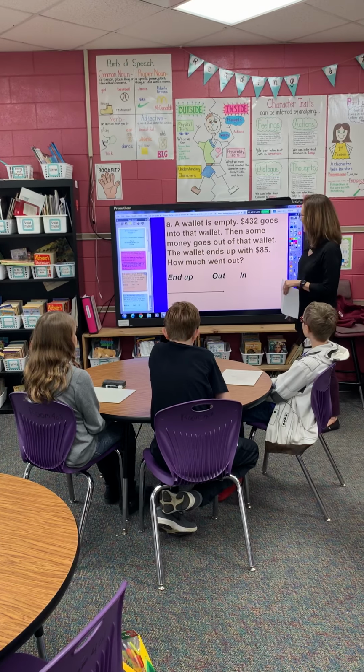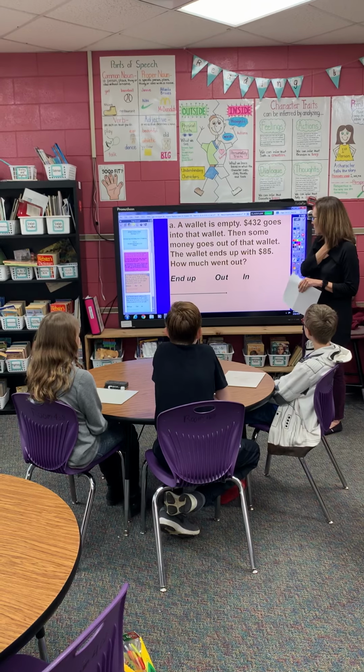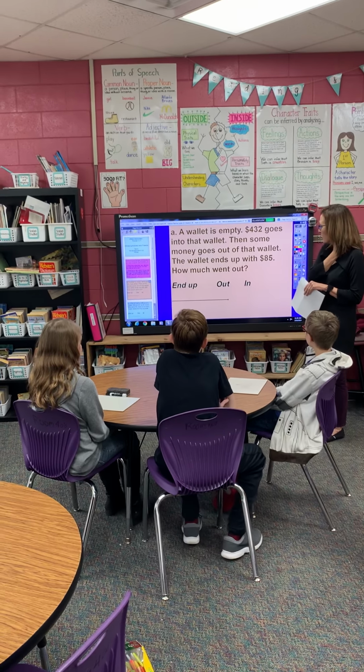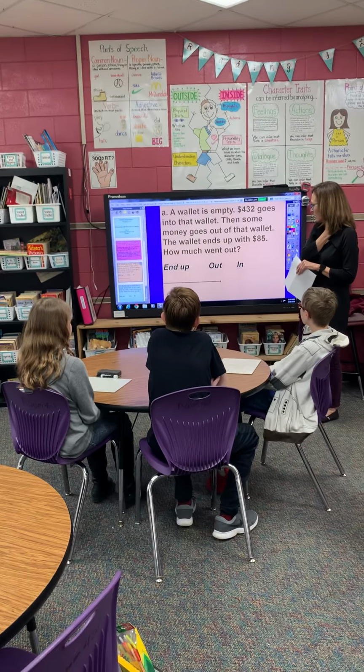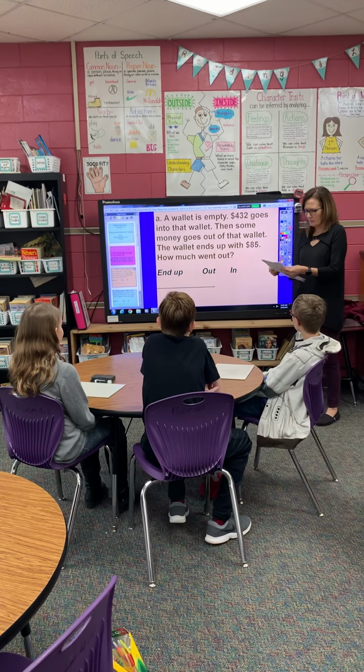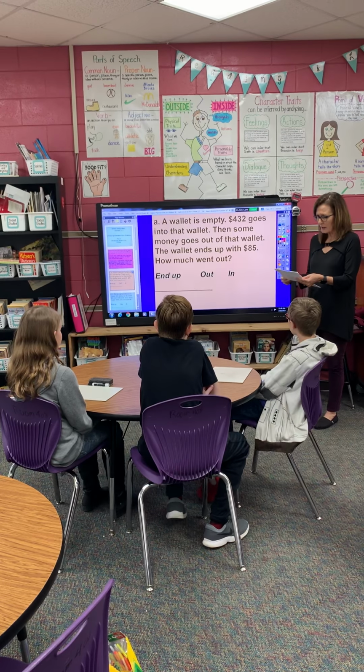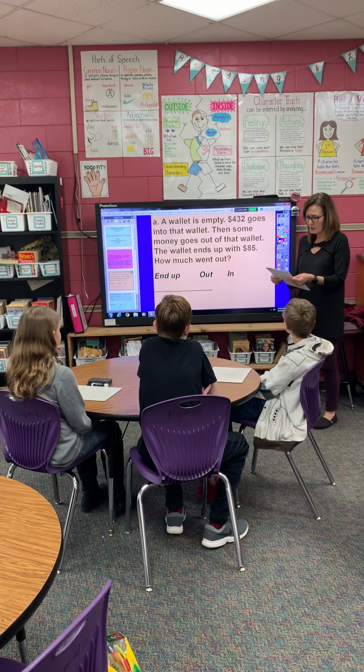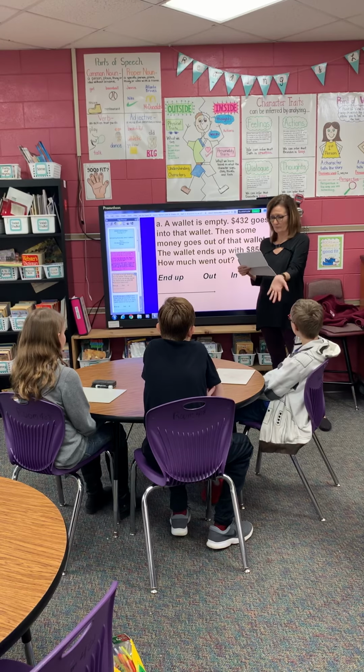A wallet is empty. $432 goes into that wallet. Then some money goes out of that wallet. The money ends up with $85. How much went out? In this problem, some money goes into the wallet and some money goes out of the wallet. How much money does the wallet end up with?